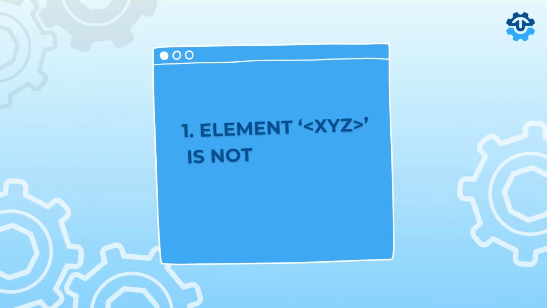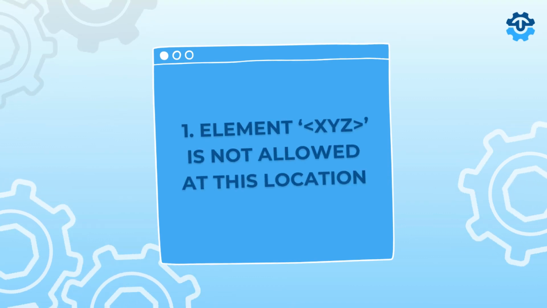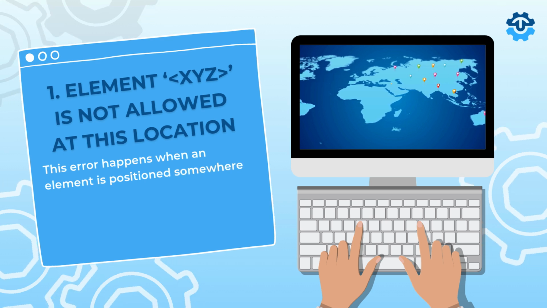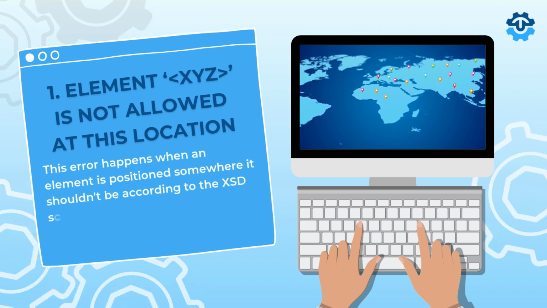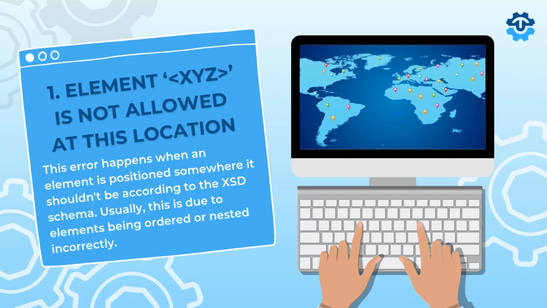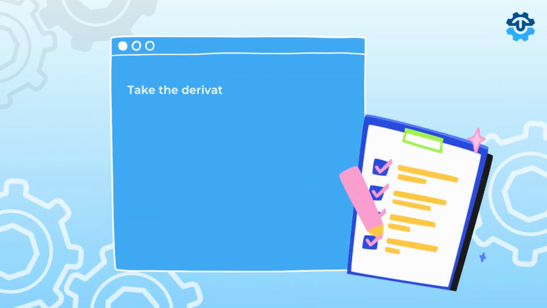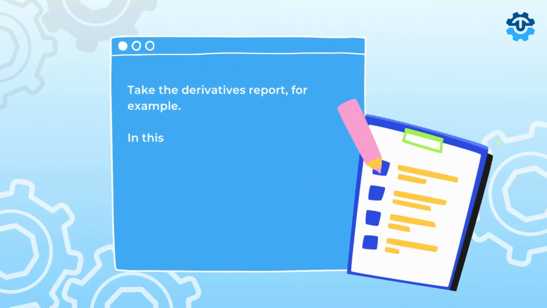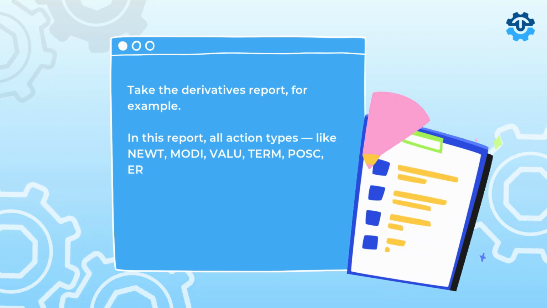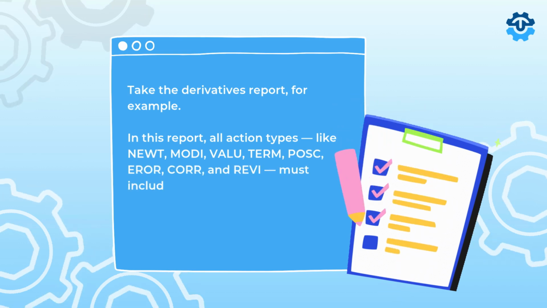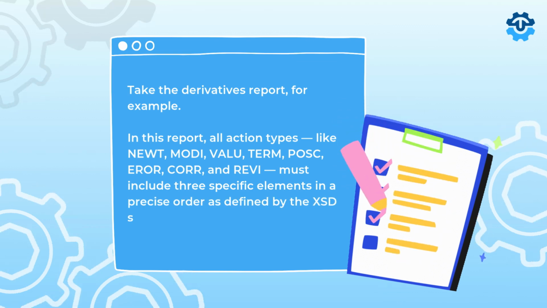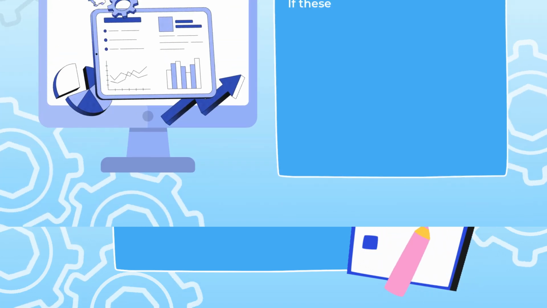Error 1. Element XYZ is not allowed at this location. This error happens when an element is positioned somewhere it shouldn't be, according to the XSD schema. Usually, this is due to elements being ordered or nested incorrectly. Take the derivatives report, for example. In this report, all action types, like NEWT, MODI, VALU, TERM, POSC, EROR, CORR, and REVI, must include 3 specific elements in a precise order as defined by the XSD schema.